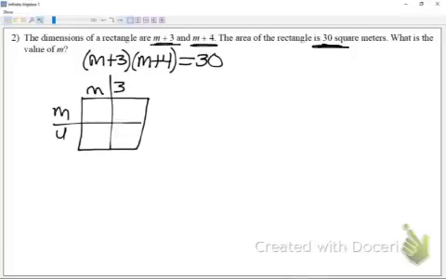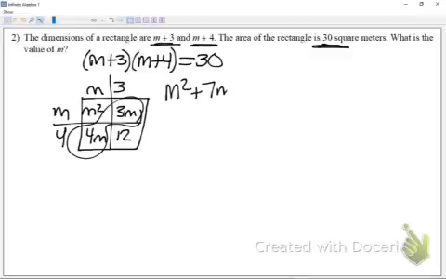M3, M4. You should have m squared, 3m, 4m, and 12. Add that diagonal up, and your problem should say m squared plus 7m plus 12 equals 30. Okay, so once we have that problem there, guys, again, we have to make it equal 0. If that wasn't in your head before, get it in your head now. These problems have to equal 0.